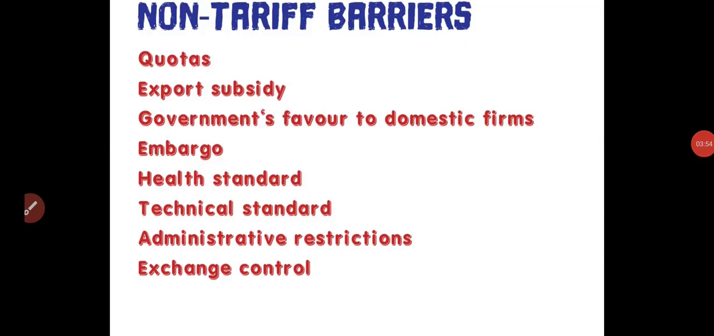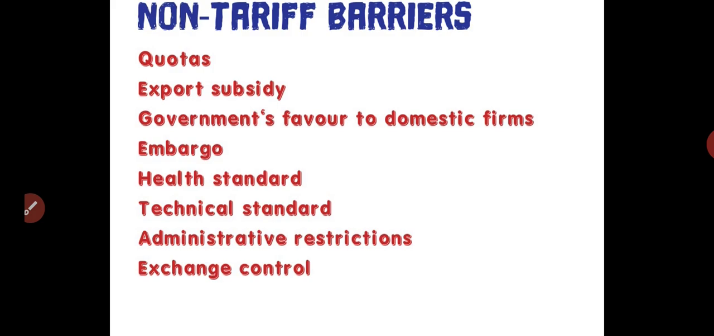Then there are non-tariff barriers. All trade restrictive measures other than tariff are called non-tariff barriers. Tariff is a commonly and mostly used trade restrictive measure, and there are so many measures other than tariff. All those non-tariff barriers are called by the single umbrella term NTB. NTB is non-tariff barriers. It includes quota system, export subsidy, government's favor to domestic firms, embargo, health standard, technical standard requirements, administrative restrictions, and exchange control.